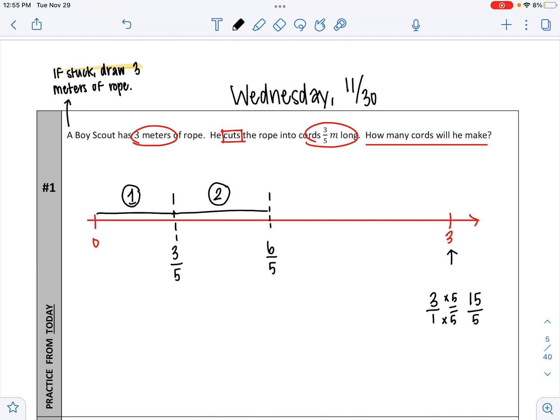So, once you've used 15/5 meters, you'll know that you don't have any left to cut with. And the question is asking, how many cords can you make? So far, we've got 1, 2. Pause this video to finish question 1, and when you're finished, come back for a hint on question 2.